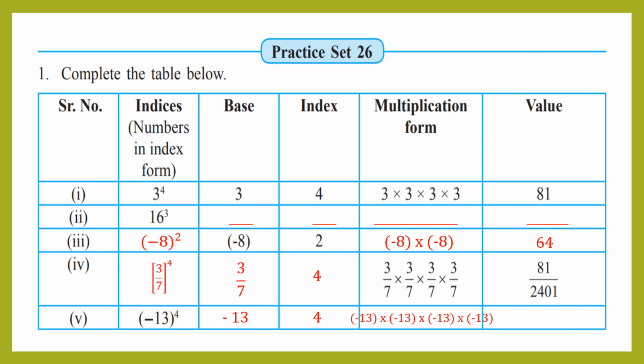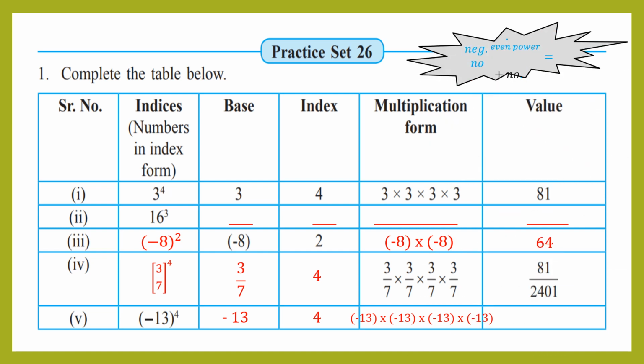Now dear children, observe we have a negative number, that is -13, raised to power 4, that is even power. So you can see, a negative number raised to even power, the answer will always be a positive number. So the answer here will be 28,561.